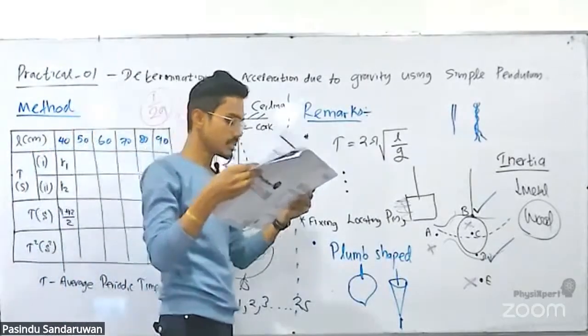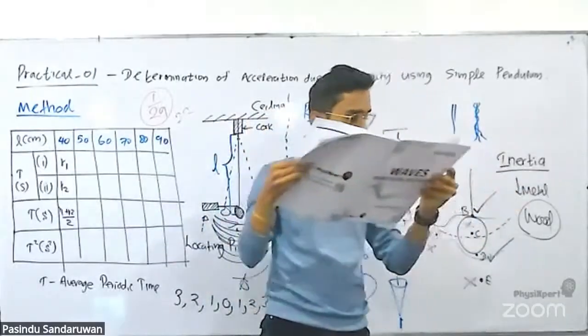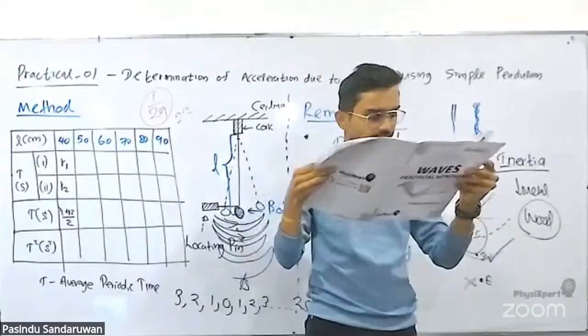Considering the value of g as 9.78, find the percentage of the error.